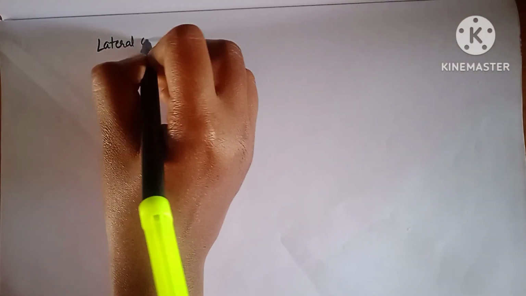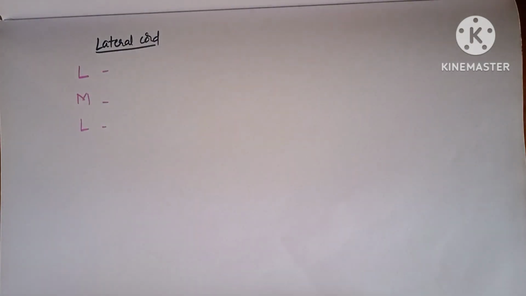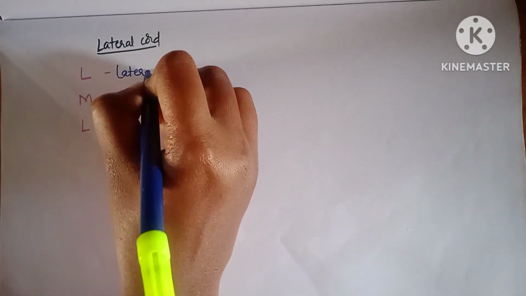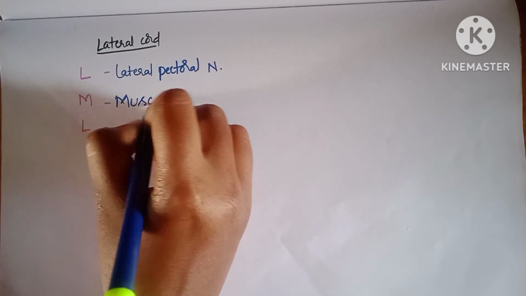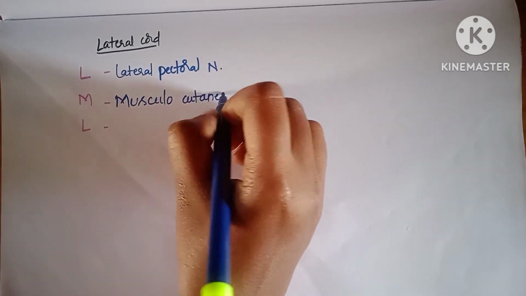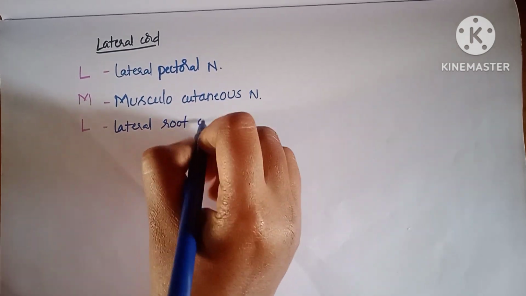Mnemonic for the nerves coming from the cords. First, lateral cord. From lateral cord three nerves are arising. We assign L, M, L as the mnemonic. L for lateral pectoral nerve, M for musculocutaneous nerve, L for lateral root of median nerve.